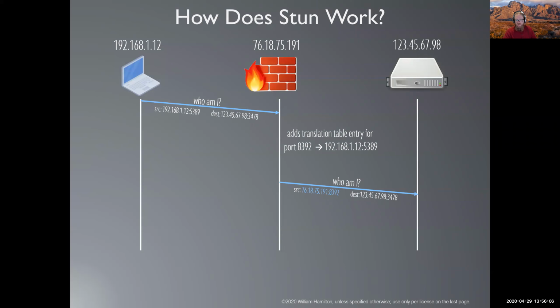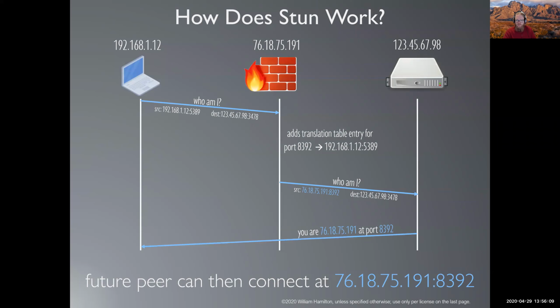What it does at that point is send back a message to the original client. This goes back through the NAT, and it tells the client, okay, this is your public facing IP. Your router has this IP address, and it set up a translation table entry for you on port 8392 in this case. What the client can then do with that is communicate it to another remote peer, which can basically hijack that translation table rule.